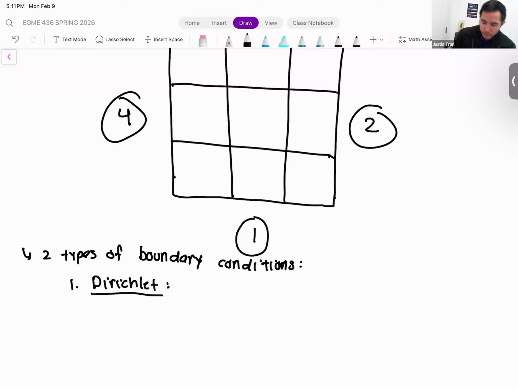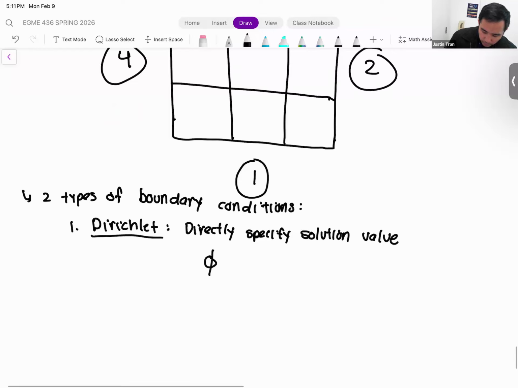So remember, under Dirichlet boundary conditions, we are directly specifying the value of the solution for the nodes on that boundary. So for these cases, we have phi at certain x and y is equal to phi naught, right? So these equations are very straightforward. We just set whatever nodal value for phi equal to whatever that boundary condition is.